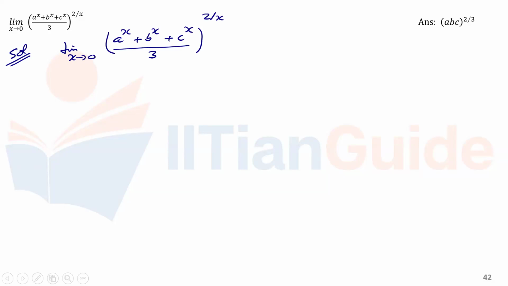If I put x to be 0, a to the power 0 is 1, b to the power 0 is 1, c to the power 0 is 1. Basically the numerator is 3. 3 by 3, that is 1. So basically the term inside the bracket, I am getting 1 power infinity. I am getting this form. ठीक है? And we have many questions based on 1 की power infinity.